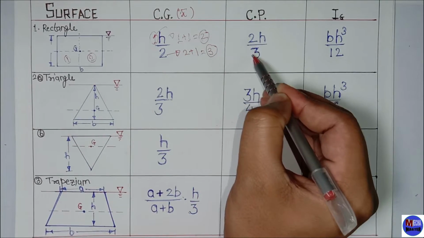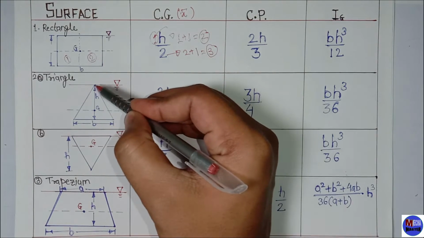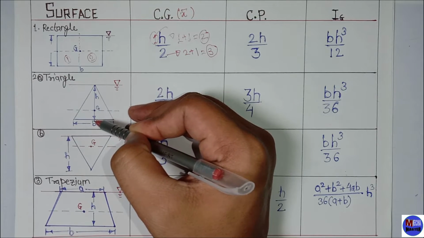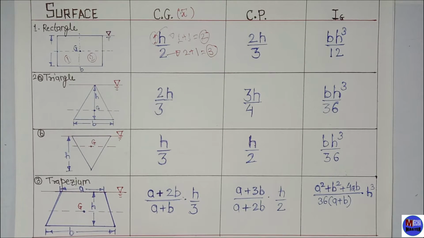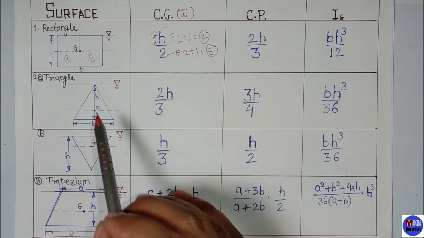So 2 by 3 h. Now for the triangle, we have to apply the same condition. We have to draw a vertical line through the center of gravity. What is the formula for center of gravity? X bar equals 2h by 3 in this condition.